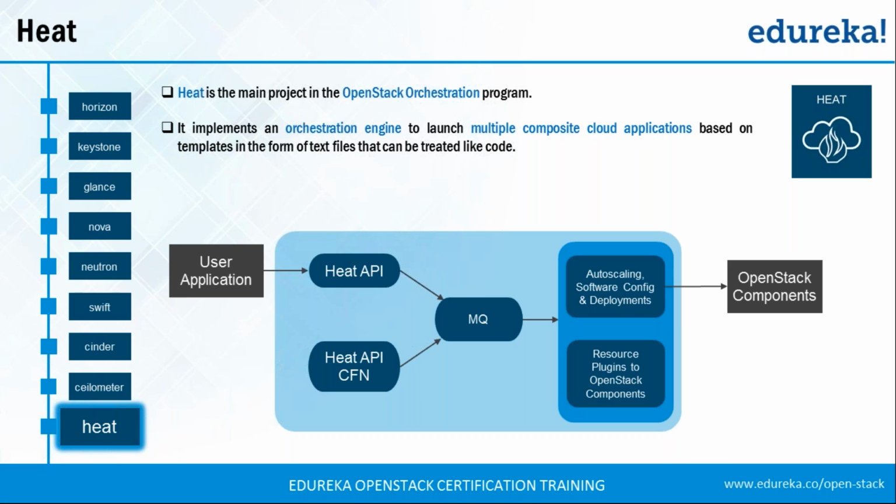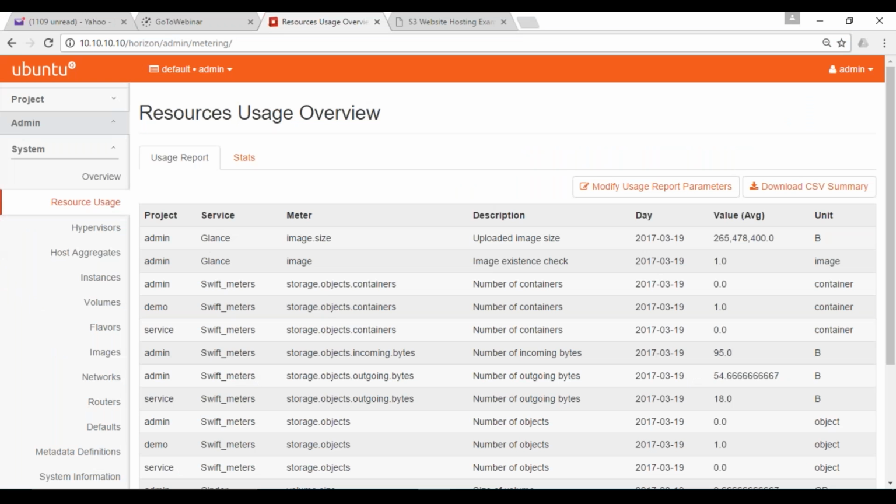In the template, I will define it as text and use the Heat service to bring up all the resources that are defined in that template. And I can create or destroy the stack of resources as and when I need them.